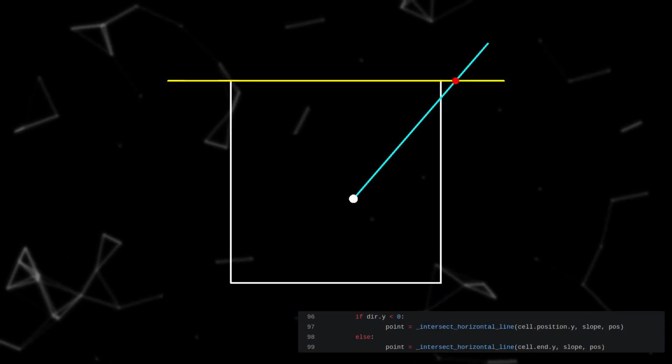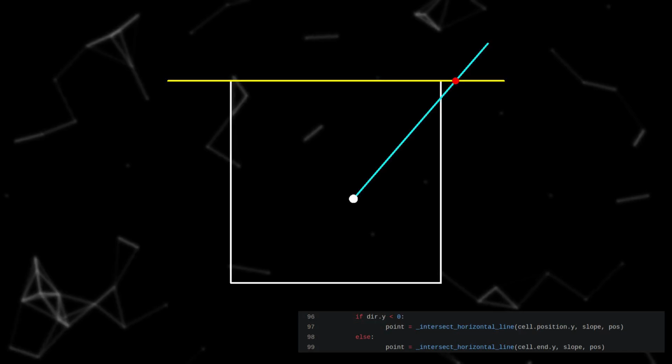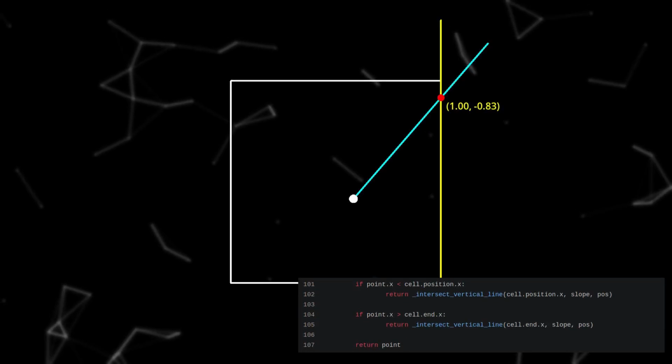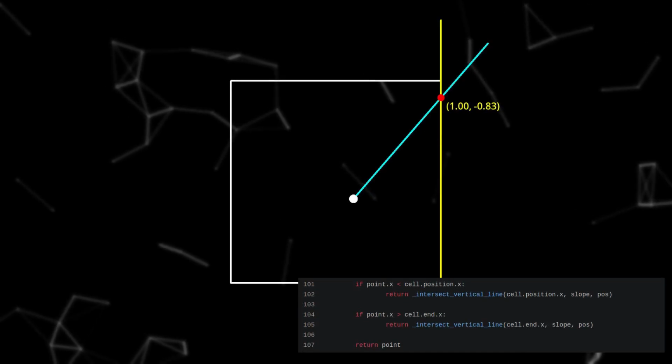We'll start by calculating the intersection with the horizontal edges. Based on whether the ray is traveling up or down, we can determine which edge the ray can intersect with. Of course, this intersection may fall outside the cell, but no biggie. In that case, we'll simply need to calculate the intersection with the corresponding vertical edge.